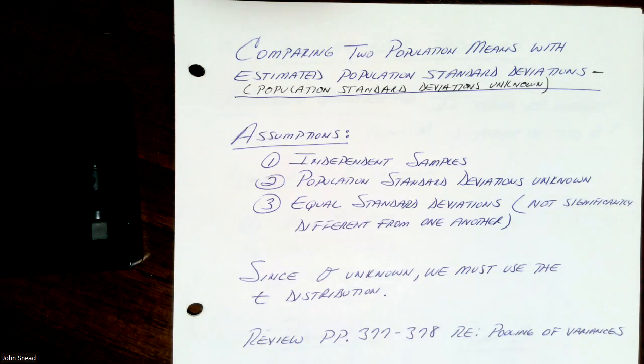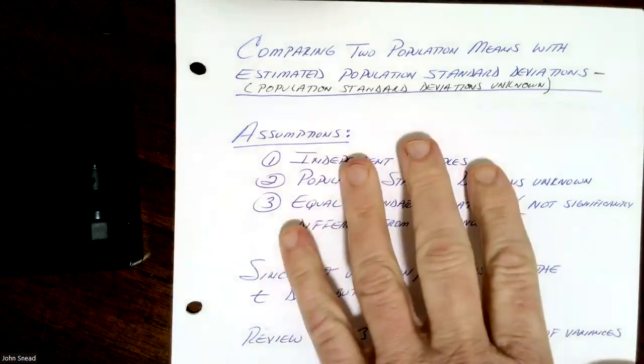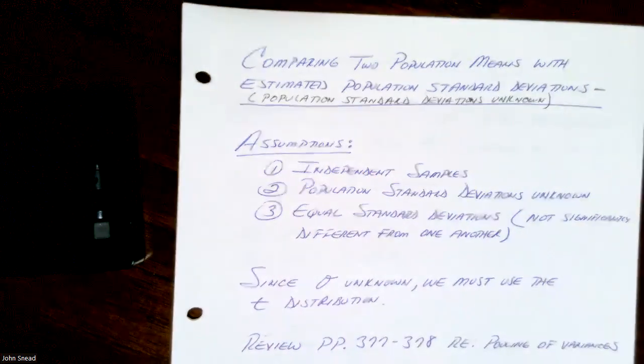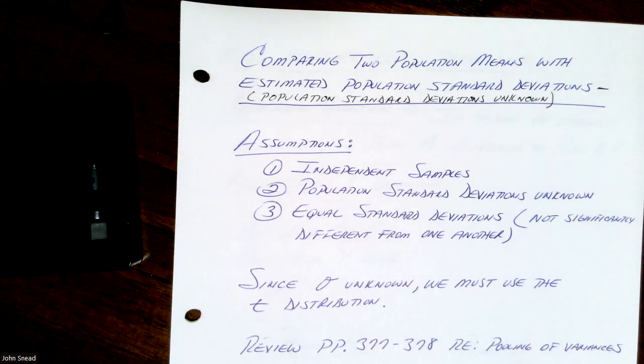All right, I'm back, and in this video, we'll look at something. It's actually an extension of the last type problem we did. Here I went ahead and wrote out some notes. We're going to compare two population means with estimated population standard deviations.